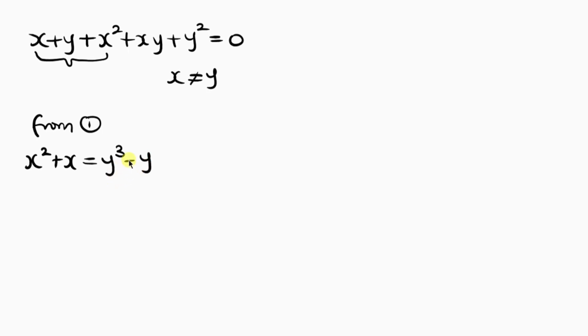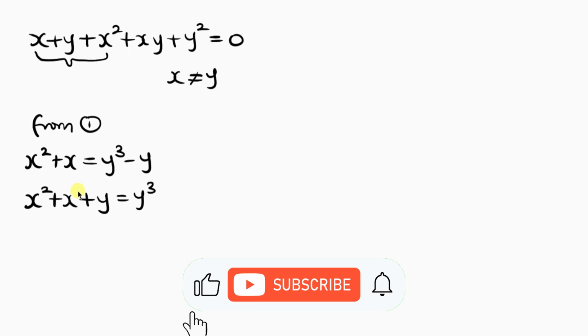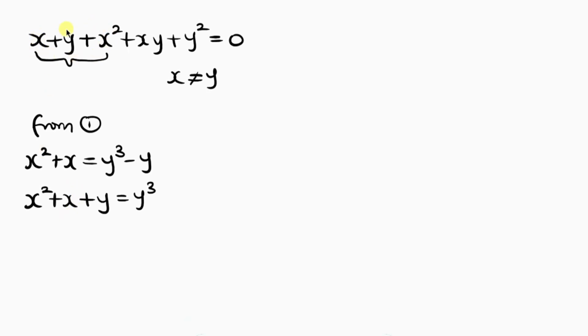Now I'm going to be moving this negative y to the left hand side so that it becomes x squared plus x. As negative y crosses to the left, it becomes plus y equal to y cubed. Now look at this expression and look at this expression. You notice that they are the same thing. That means this expression, which is same as this, is equal to y cubed. So I can go ahead and substitute y cubed for this.